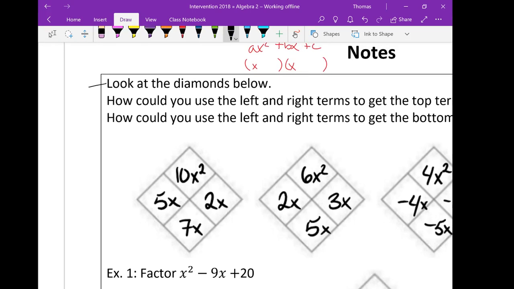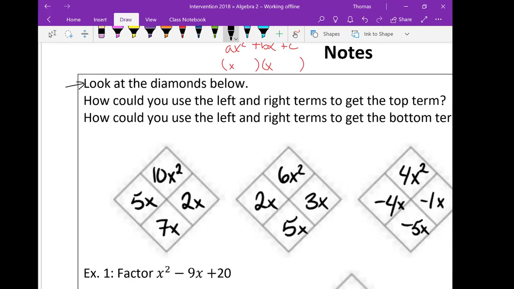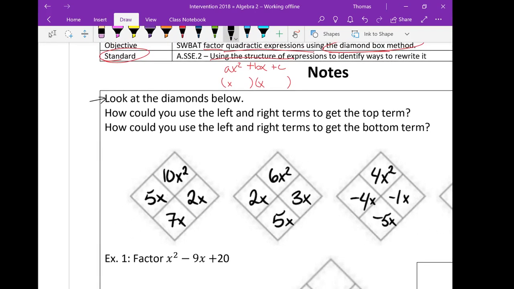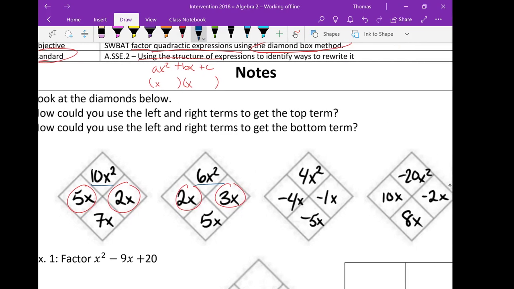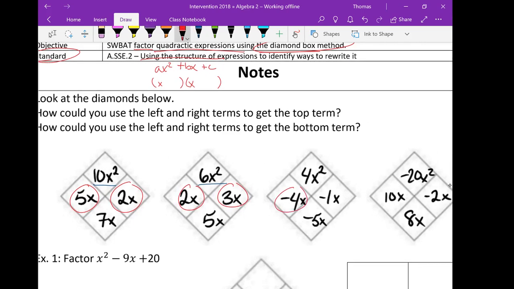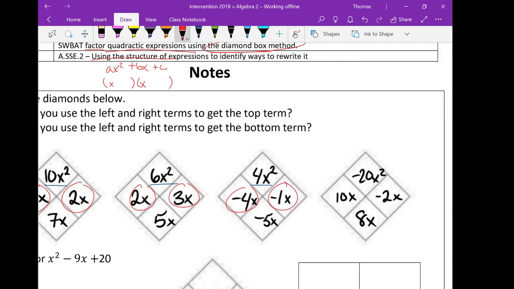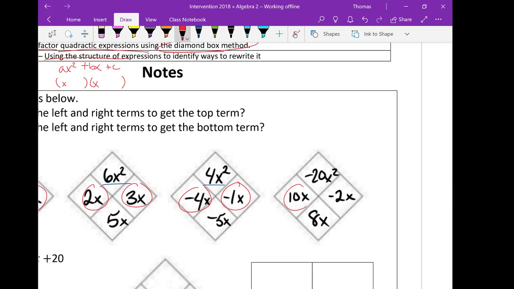So first, let's look at these diamonds below. How could you use the left and right terms to get the top term? Let's take a second and think about that. I circled the left and right terms and underlined our top term. Something I notice is that the left and right terms both just have x's, and the top terms have an x squared. I know I'd have to multiply x and x to get x squared.